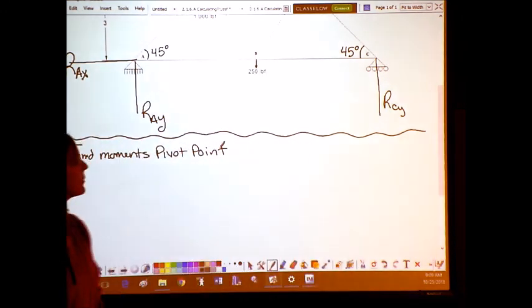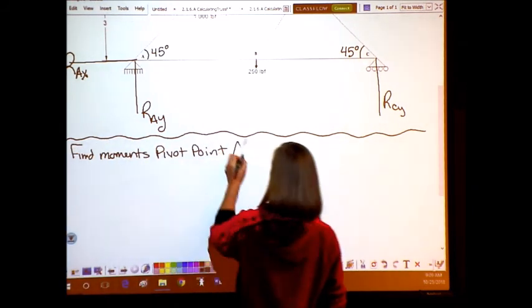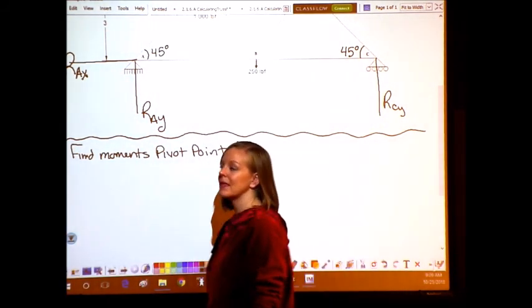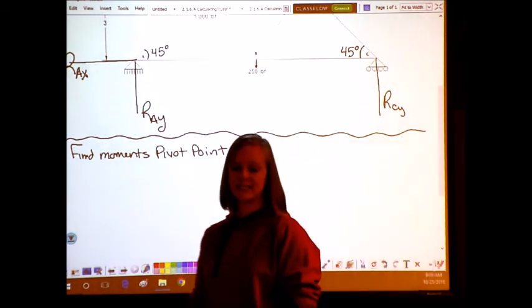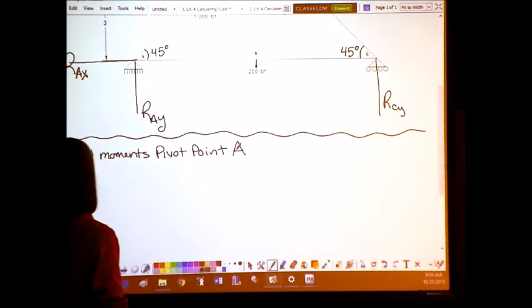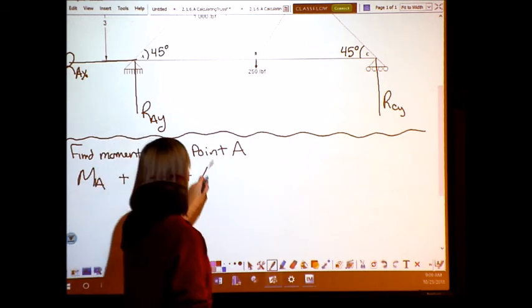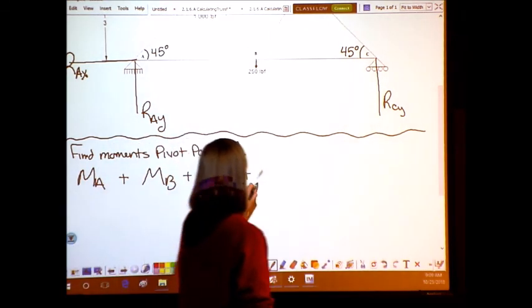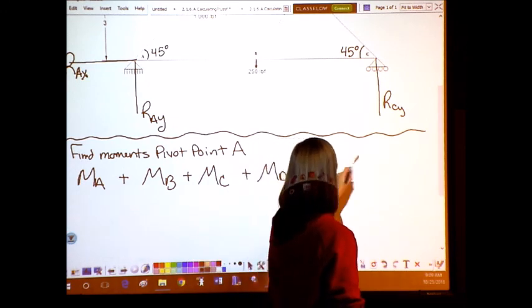A. Why are we using pivot point A? It has 2 things on it. Pivot point A. Good job. That way we'll zero it out. So we have A, B, C. How many do we have? We only have A, B, C, D, and E. So we're going to space this out. Moment at A plus moment at B plus moment at C plus moment at D plus moment at E equals 0.